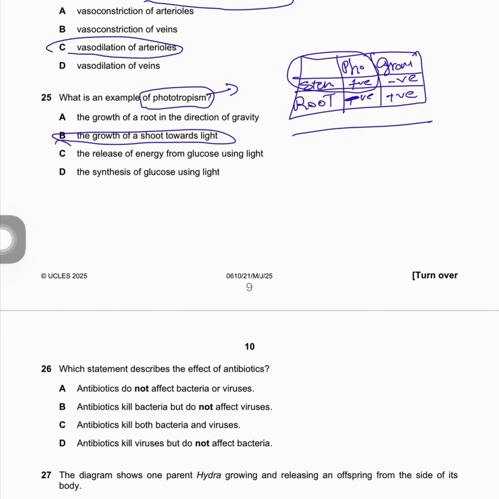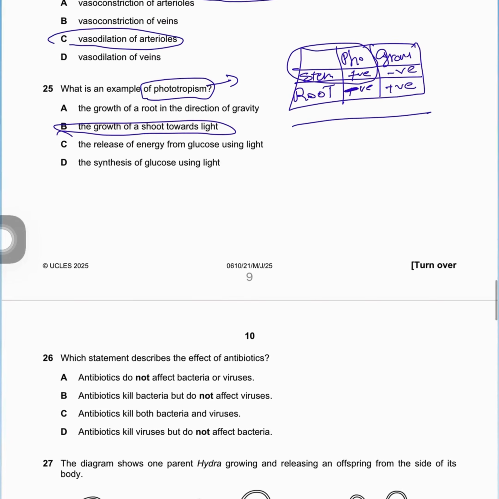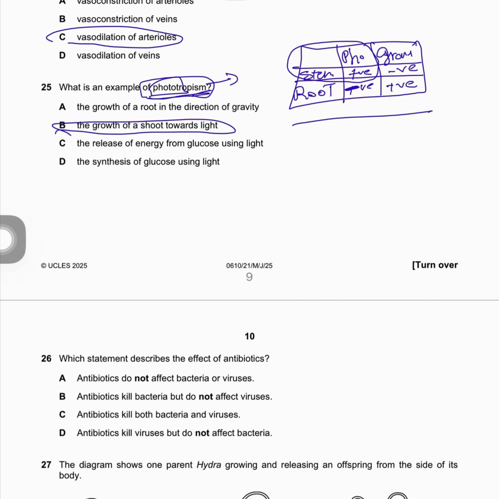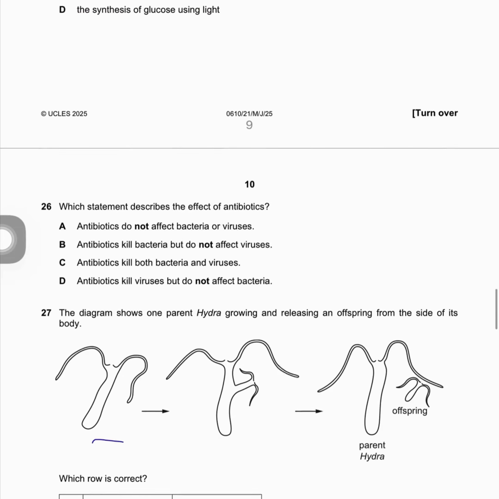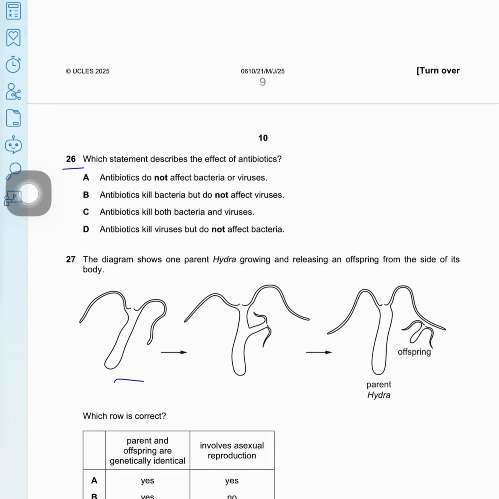Next, because here he mentioned phototropism, take care from this. A is not working because he said phototropism. Question 26. Which statement describes the effect of antibiotics? Antibiotics do not affect bacteria or virus, so A is wrong. Antibiotics kill bacteria but don't affect virus. Yes, we can consider this. Antibiotics kill both bacteria and virus. Wrong, they do not affect virus. Antibiotics kill virus but don't affect bacteria. So my answer is B.